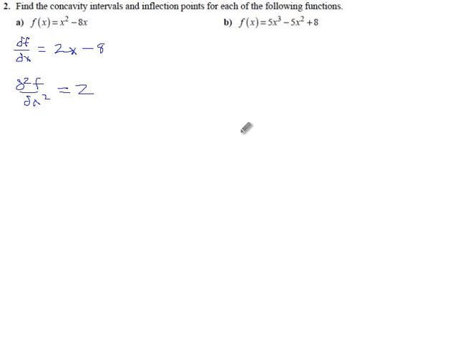Okay, so when we do our tests, this gets a little weird. Where is this undefined? Never. It's the number 2. It's defined everywhere. Where is this thing 0? It never is. 2 is never equal to 0. And so, very simply, this function has a positive second derivative everywhere, which means it's concave up everywhere.